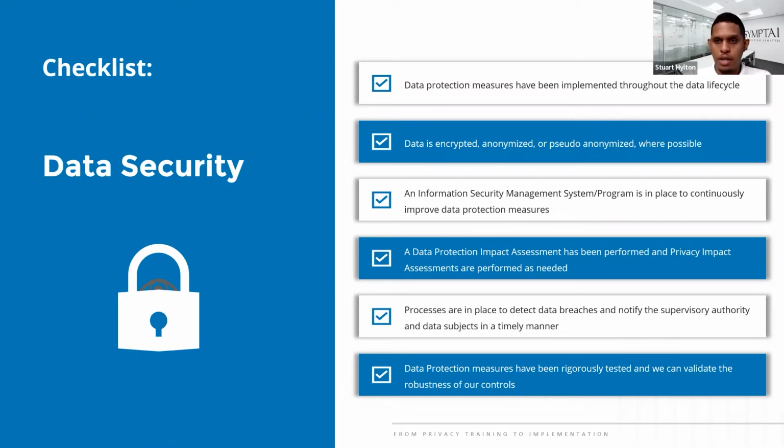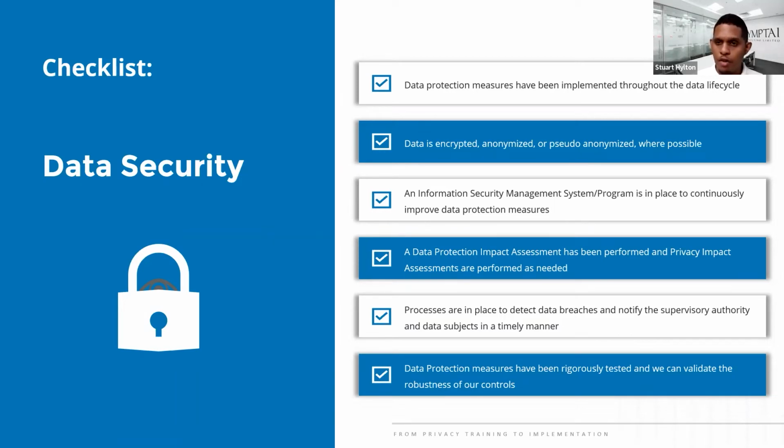And lastly, data protection measures have been rigorously tested, and we can validate the robustness of our controls. Now, one of the most surefire ways to test out your system is to have a third party do an independent assessment to see if your network, your programs, and all applications can stand up to the test of a third party who has good experience in doing these things.